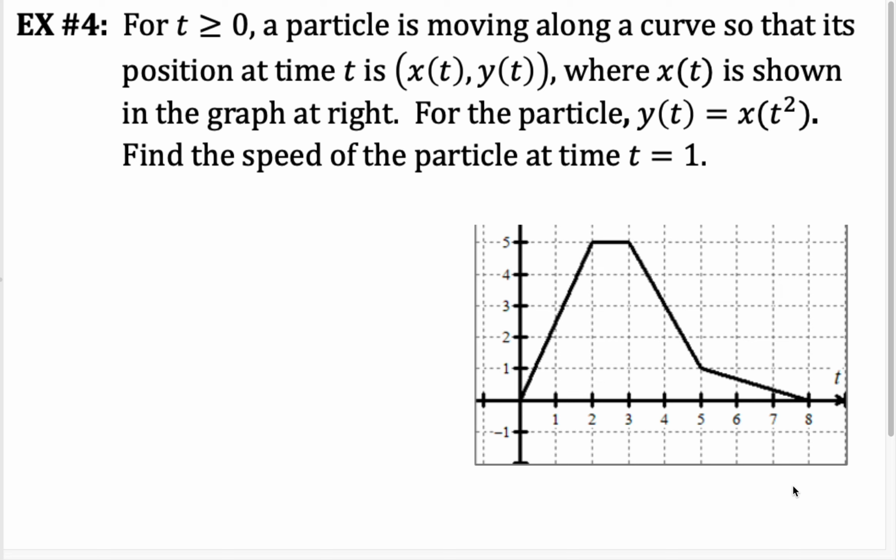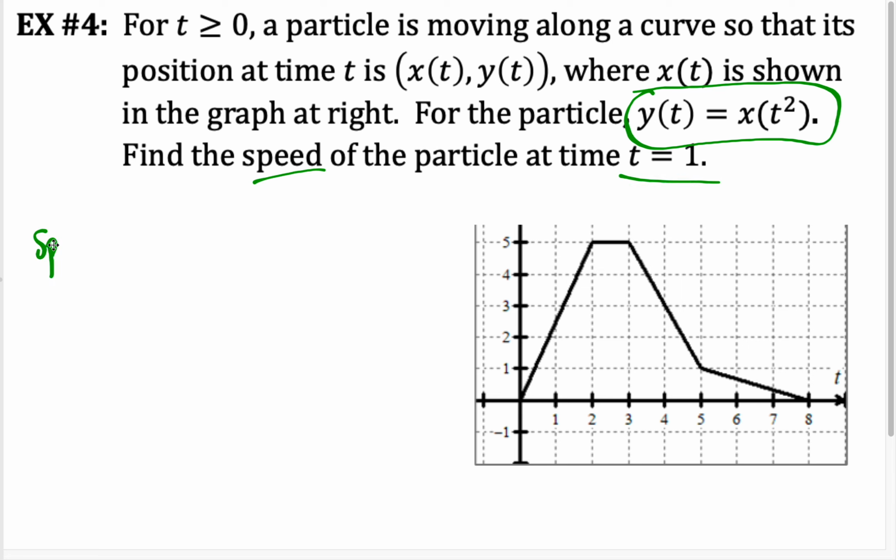All right, now we're looking at a graph. This is a little more tricky. For t greater than or equal to 0, a particle is moving along a curve so that its position at time t is (x of t, y of t), where x of t is shown in the graph at the right. For the particle, it gives us this information right here. Find the speed of the particle at t equals 1.